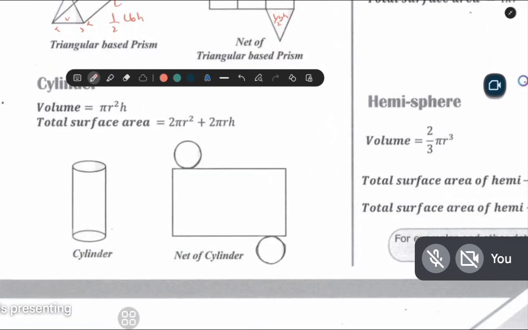When we're talking about cylinders, I have to show you a video in order to make this concept clearer.